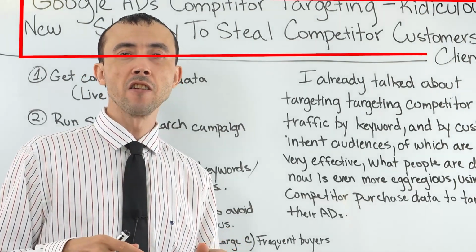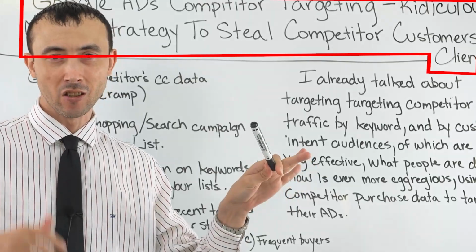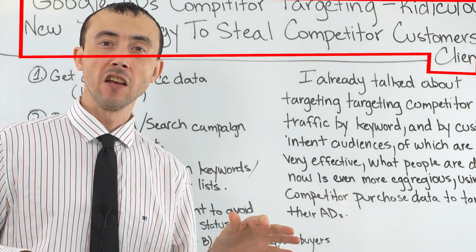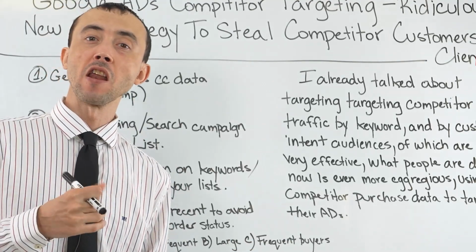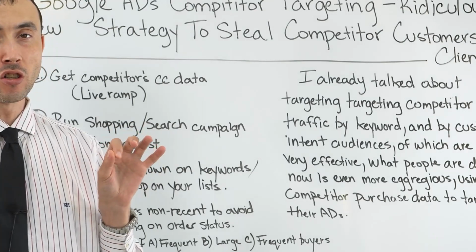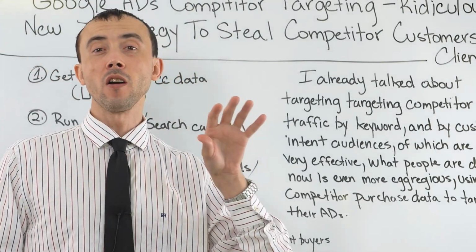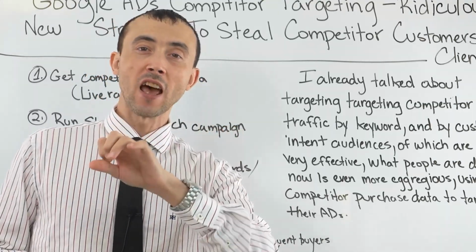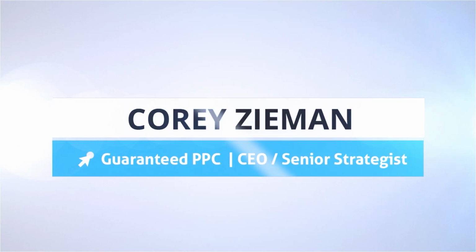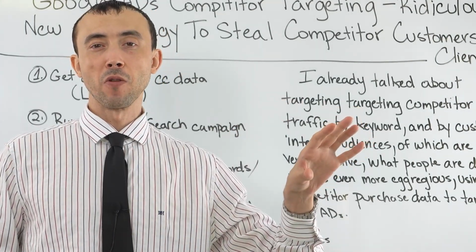Google Ads competitor targeting is what we're going to talk about today, and how there's a ridiculous strategy for targeting your competitors' customers. Not people looking to be a customer of your competitor, but your actual competitors' customers, when they're searching for that competitor or a product that you and they both sell on Google search, so that your ad shows up for them.